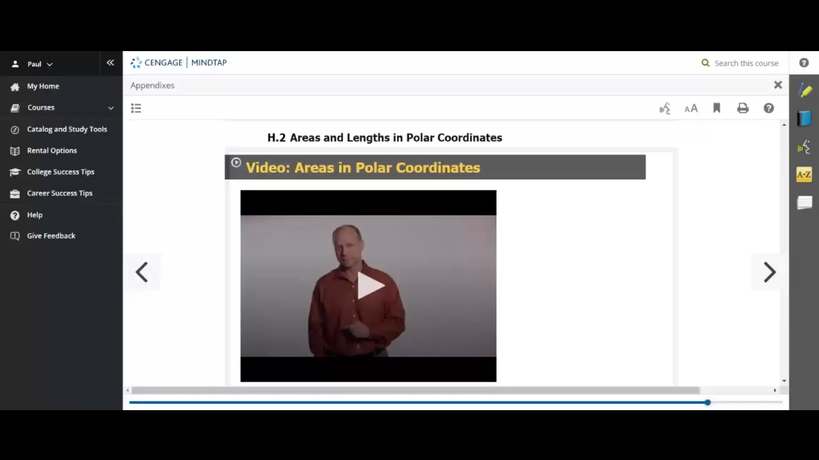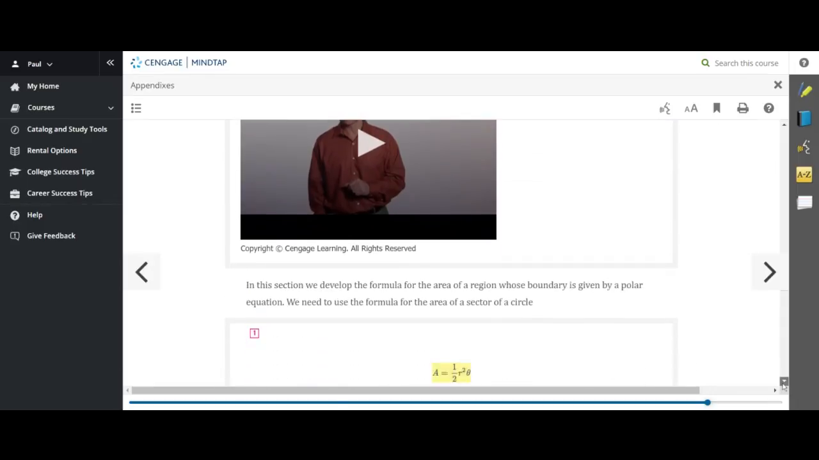Okay, so we arrive at our final new section, section H.2, areas and lengths in polar coordinates. Now we're going to focus on areas with polar coordinates. Of course, area under a curve is a big deal in calculus, right? You have a lot of integration techniques that allow you to find antiderivatives to get areas under curves. But now we're talking about areas in polar coordinates.